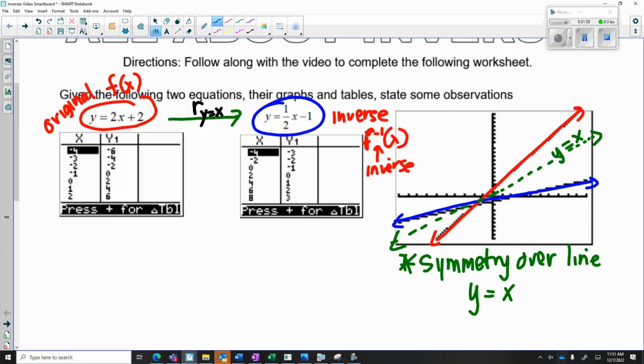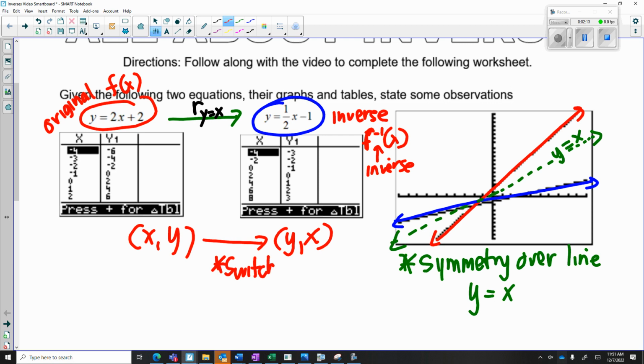So now what happens to a point over that line? Well, it turns out that any point with coordinates x, y gets flipped or switched. So x, y becomes y, x. So you switch x and y. Switch or swap x and y.